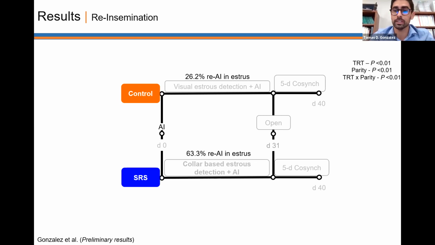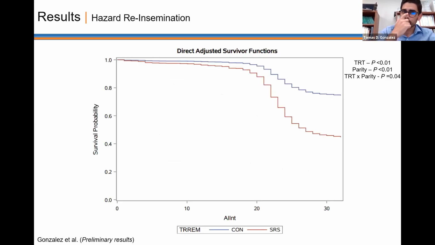So here we have a statistical difference between the treatment, between the parity, we have a statistical difference, and with treatment and parity interaction as well, we have a statistical difference. This is the hazard for re-insemination of the cows in the study. So again, in this part we have the control in the blue and the SRS in red. And we have a statistical difference in treatment, a statistical difference in parity, and a statistical difference in the treatment by parity.